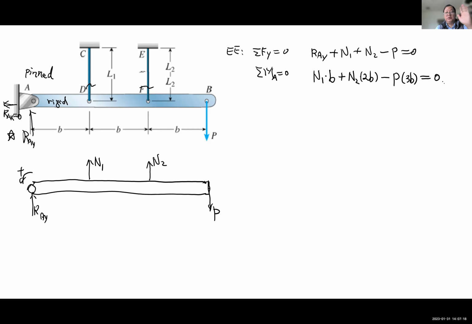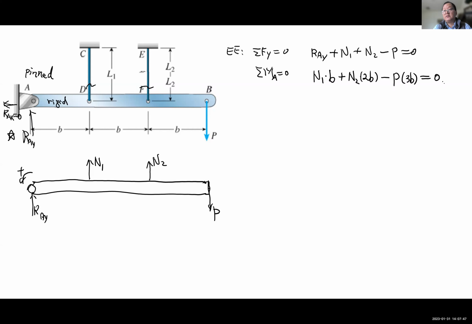So two independent equations: sigma Fy equals 0, and sigma M about A equals 0. That's the only independent equations I can write. In the x direction, nothing, it's 0 equals 0. Now, how many unknowns? Three: RAy, N1, N2, and two equations. So it's indeterminate.